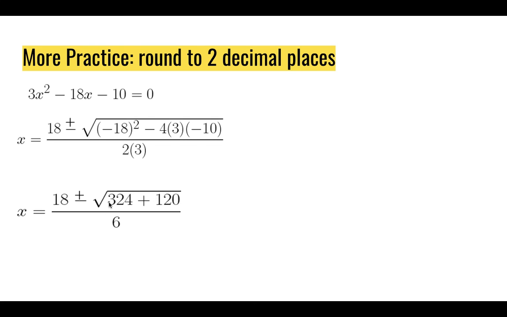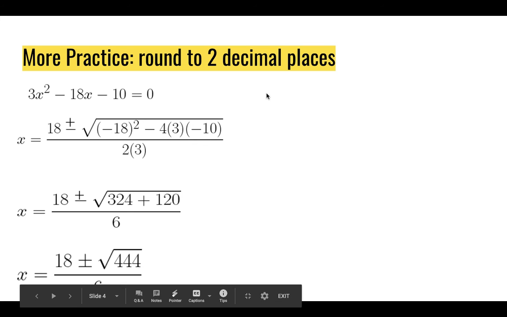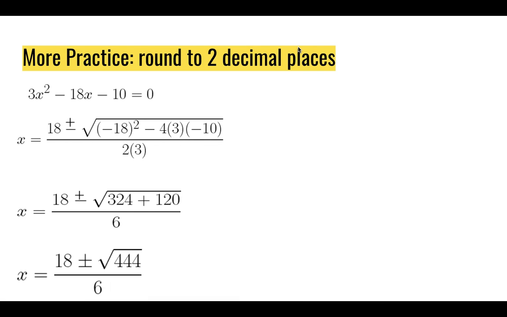So now, last step here, we're going to add those together. And that comes to 444. So our equation is 18 plus or minus the square root of 444 divided by 6. Now, it asks us to round this to 2 decimal places. So what we're going to do is figure out what that square root of 444 is.